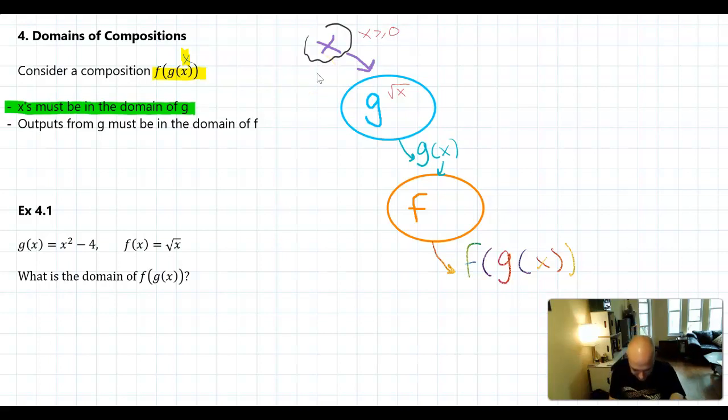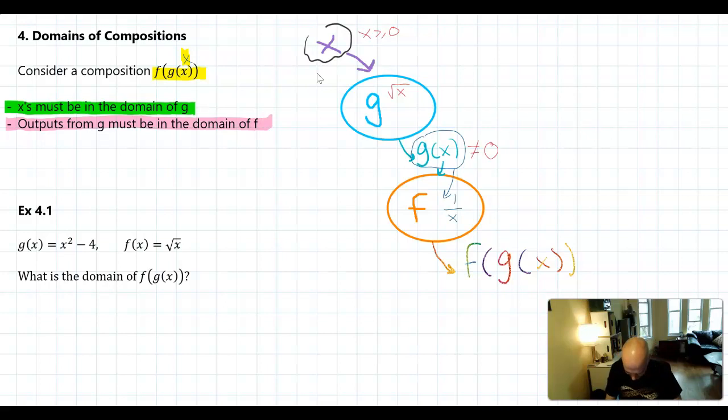Then, in addition to that, the outputs from g have to be legal to put into f. So say that f was 1 over x. Then I would need the outputs from g to also not be equal to 0 so that I could then put them into 1 over x. It doesn't actually matter what the original domain of x was. It matters that I need g of x to satisfy the domain of f. And that's the second rule: outputs from g must be in the domain of f.